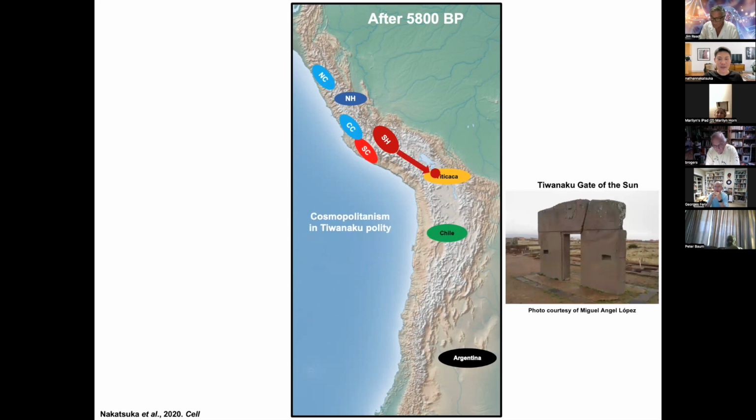We did find exceptions to this continuity. For example, we find that individuals that lived in the capital of the Tiwanaku polity that dominated the Titicaca Basin around 1,000 years ago had more ancestry related to southern Peruvian highlands relative to individuals from other Tiwanaku sites in the Titicaca Basin.